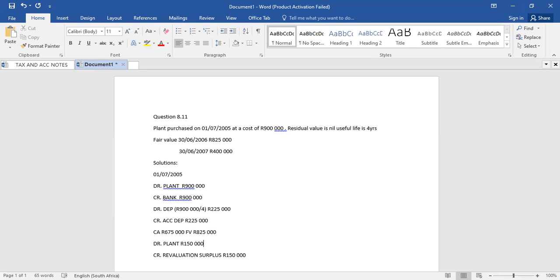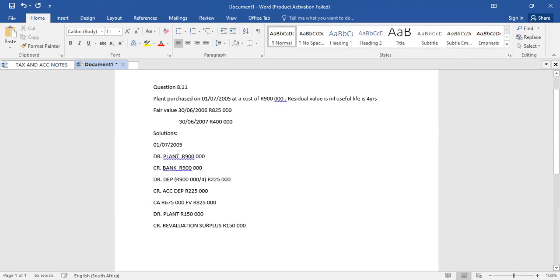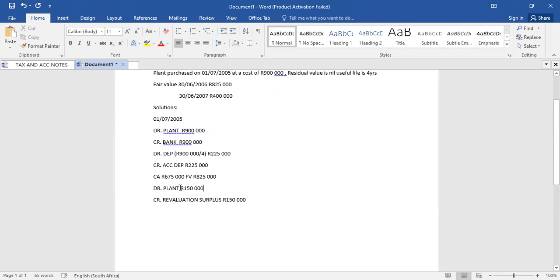So in this scenario, remember, guys, the revaluation surplus is transferred every year. If we again have a revaluation surplus, and it's not the first year, we transfer a portion, using the remaining useful life. Your narration will say revaluation of plant. We got a revaluation surplus of 150,000, so now we must transfer this revaluation surplus to retained earnings.